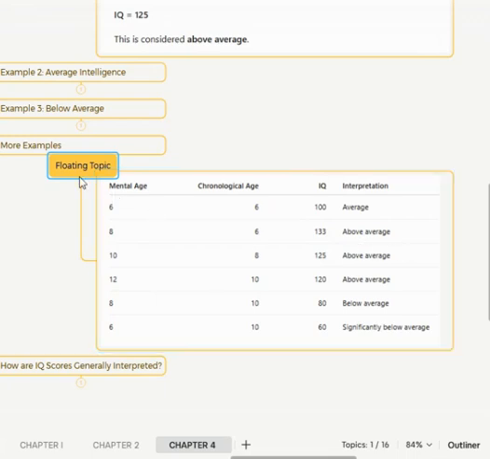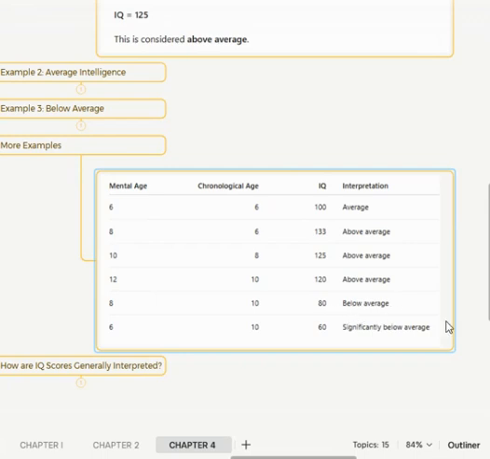So this one is very important, so try to remember. 125 is above average, 120 above average, 80 below average, 60. So this one is a problem. Okay, so this one is a problem. So all of these start from 80 and 60.